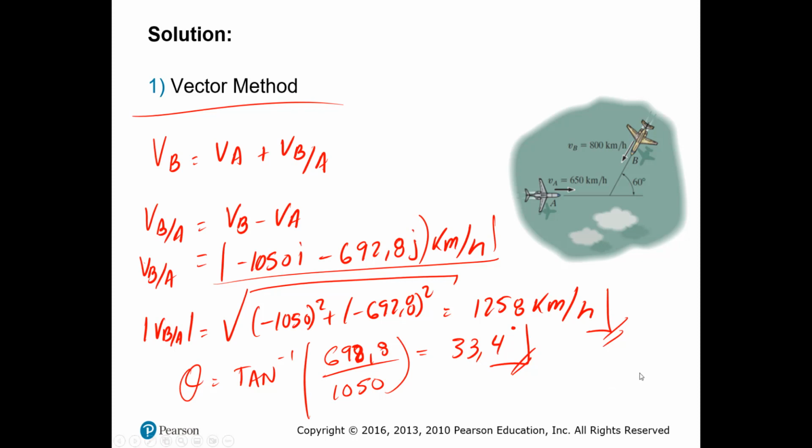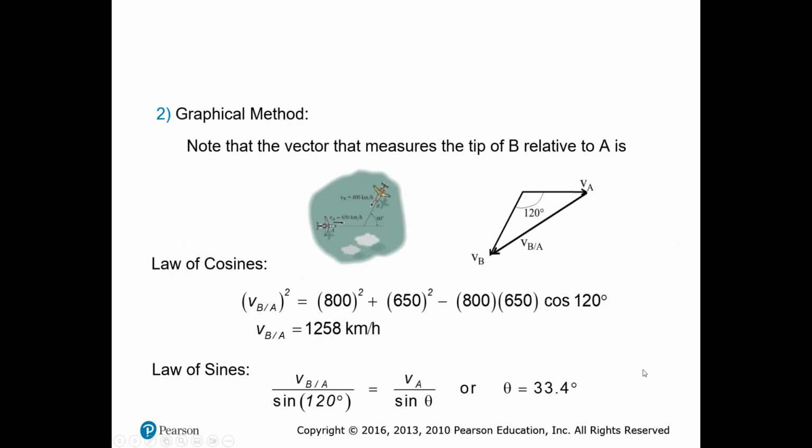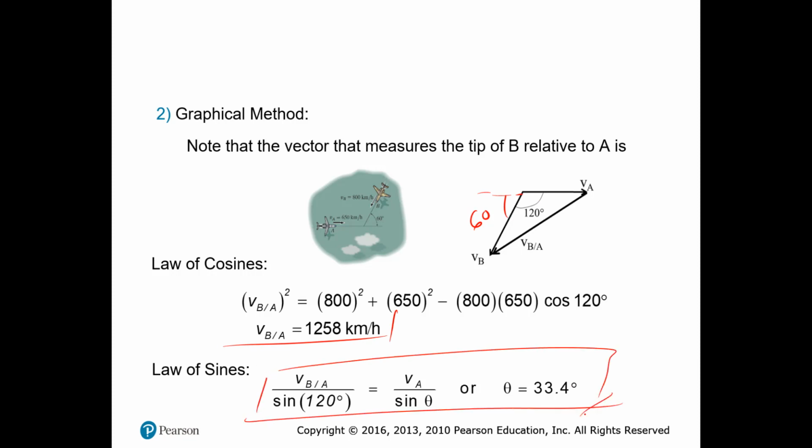Okay, by utilizing the vectors, I was able to get what I needed. And then after that, the graphical method, I'm going to place this right here so you can see it. I place VA and VB. Remember that you had right here 60, and that's why you have 120. So by using the law of cosines, I was able to find the value, and then by using the law of sines, I was able to find the angle.